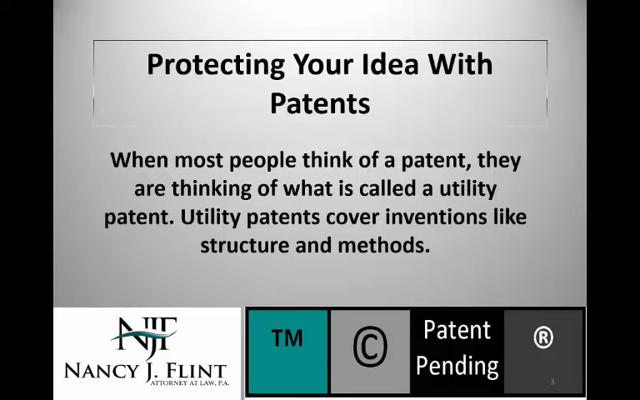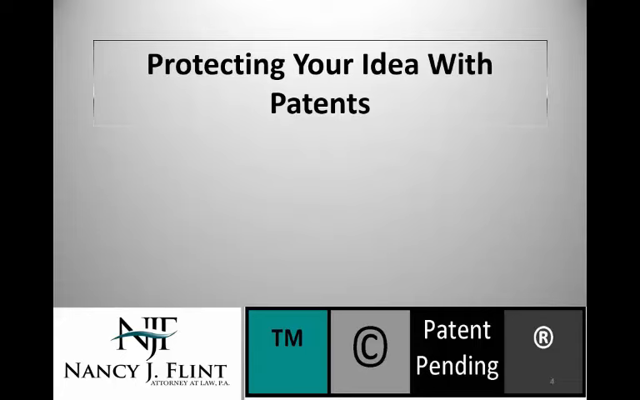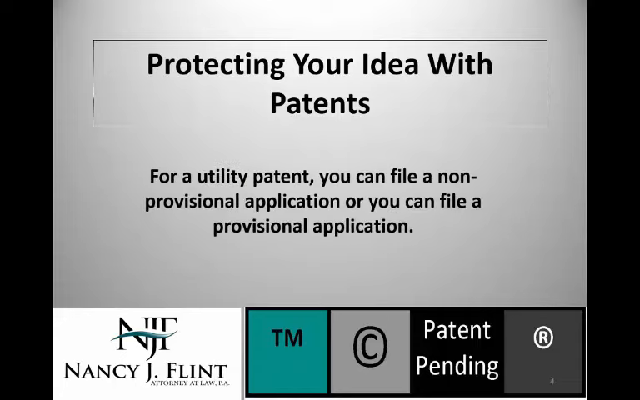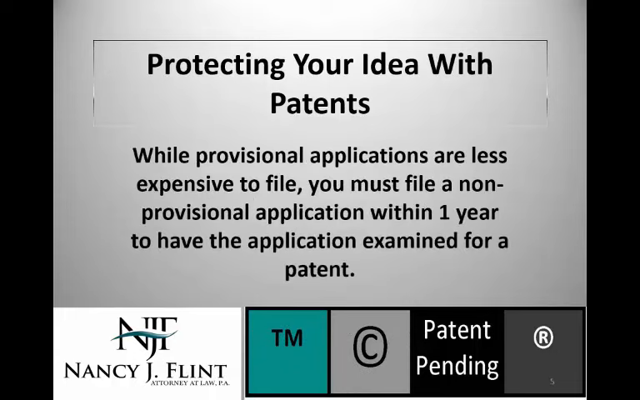When most people think of a patent, they are thinking of what is called a utility patent. Utility patents cover inventions like structures and methods. For a utility patent, you can file a non-provisional application or a provisional application. Provisional applications are less expensive to file, but you must file a non-provisional application within 1 year to have the application examined for a patent.